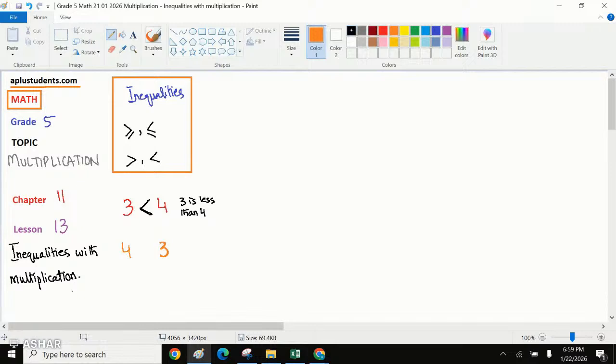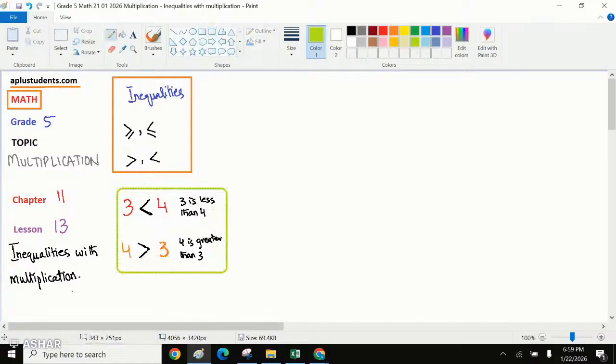the inequality sign will change. Why? Because 4 is greater than 3. So we can say 4 is greater than 3, right? But both of these inequalities would mean the same thing. They have the same result, that 3 is less than 4 or 4 is greater than 3, right?